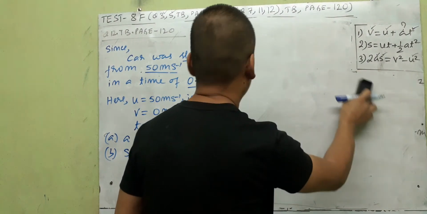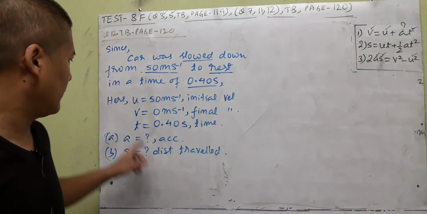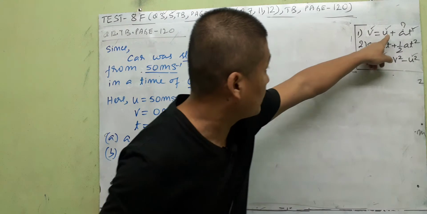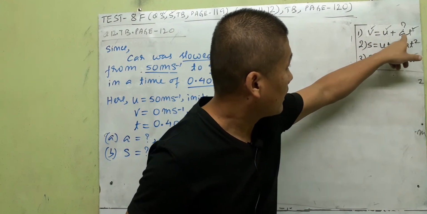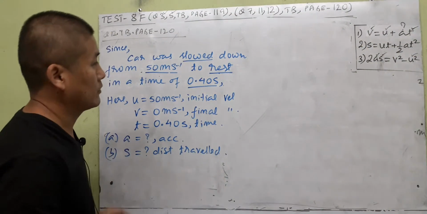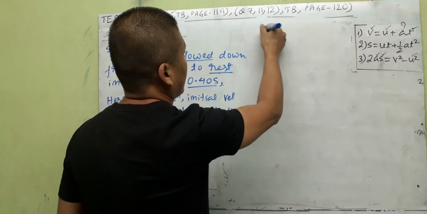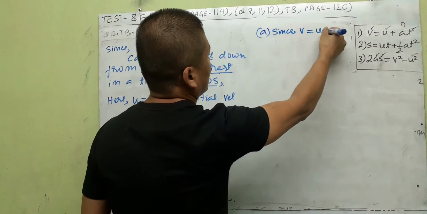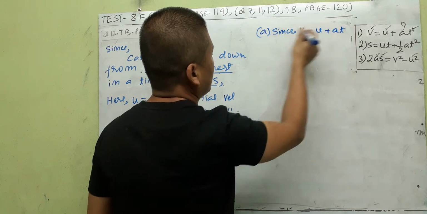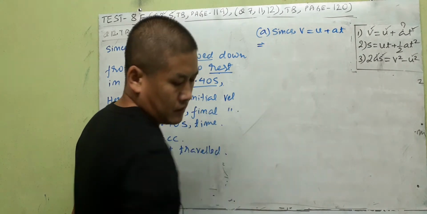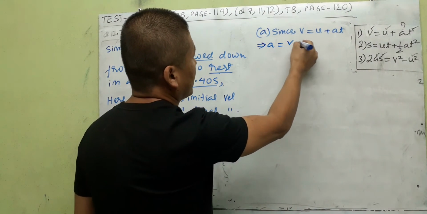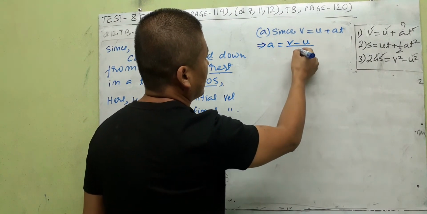Now here we have U, V, T. See here, U is there, V is there, T is there. You can easily use the first one to find out A. So you can just start that. Since we know V is equal to U plus AT, that implies A will be equal to V minus U divided by T.